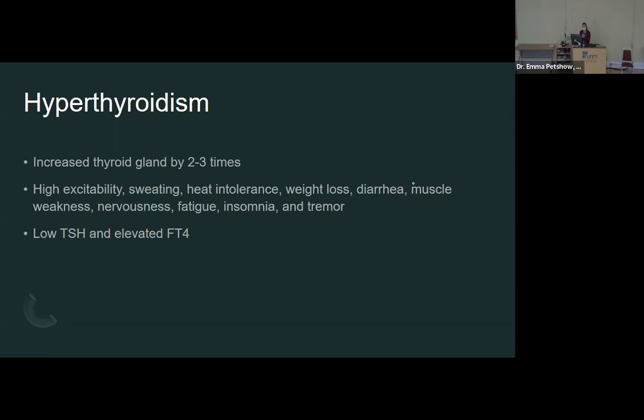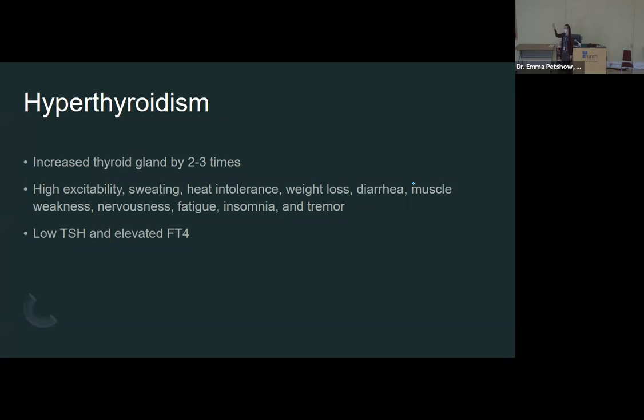It's going to increase your thyroid gland potentially two to three times. Things that you can see: clinical characteristics, high excitability, sweating, heat intolerance, weight loss, diarrhea, etc. You're going to see a low TSH and an elevated free T4. Why is that? Exactly. You have high T4, you have poor T4 to T3 conversion.